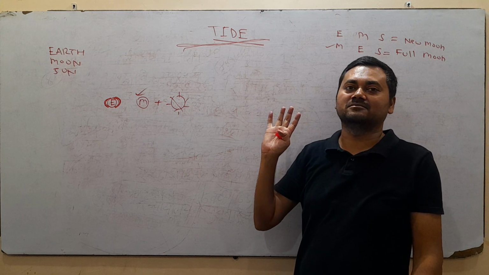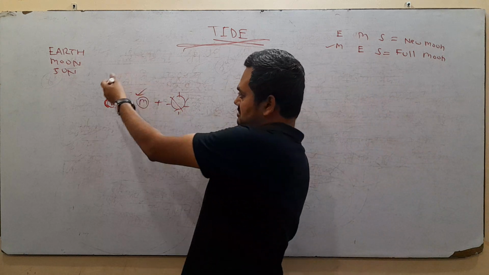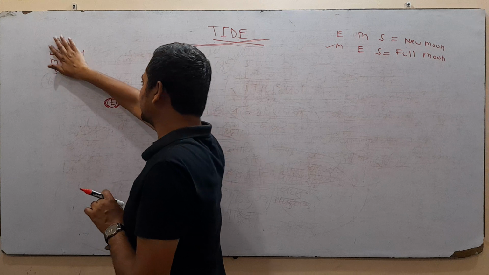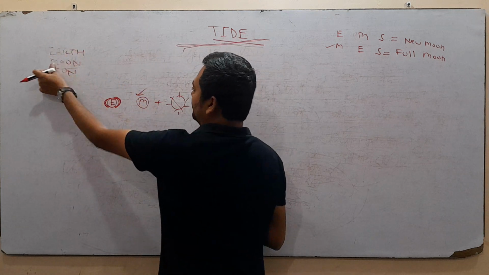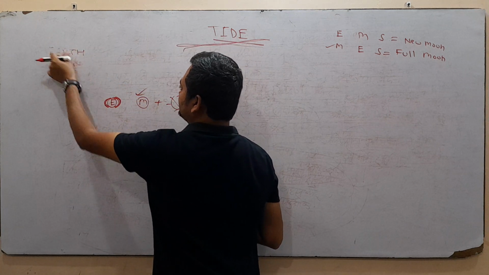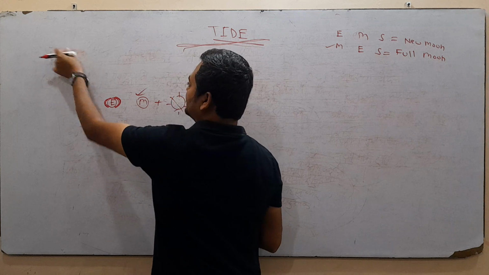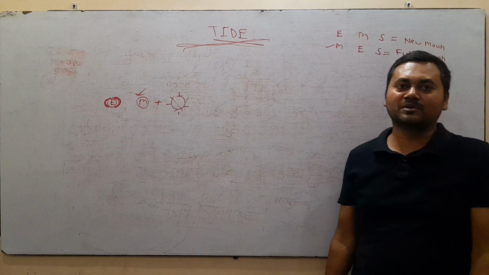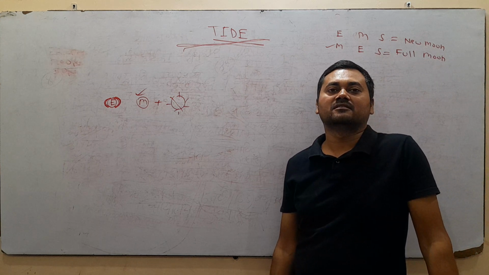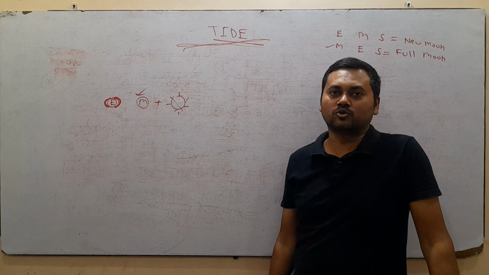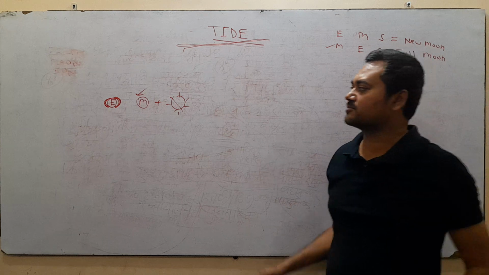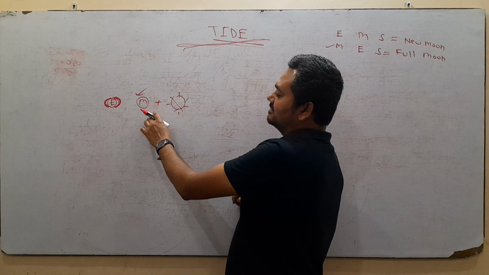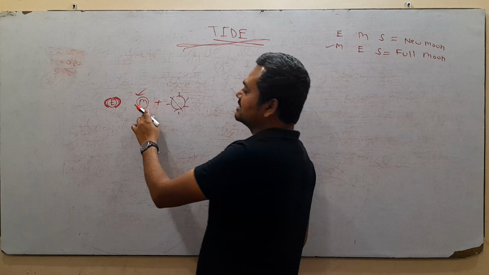Spring tide. Now let's take the second situation. And what is that second situation? That, as you know, all these celestial bodies are not stationary in nature. They keep on revolving, rotating, and these movements keep on happening. Therefore, in the second situation, what will happen? That the moon will reach here.